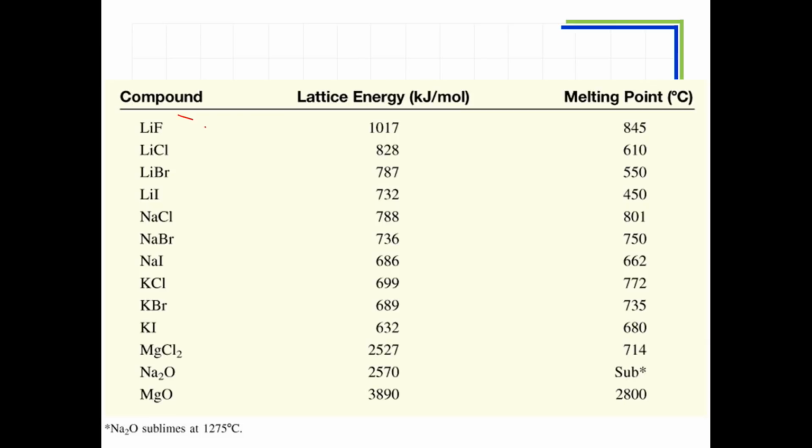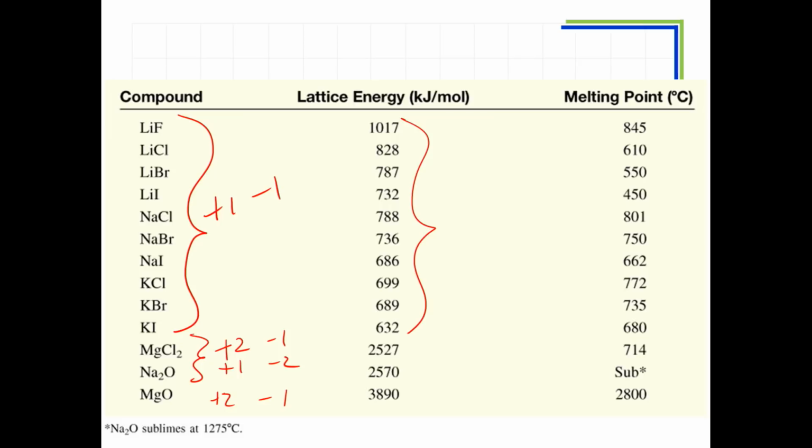All of those guys have a +1, -1 charge. These guys have a +2 with a -1 or a +1 with a -2. Same size magnitude. This is a +2 with a -1. So my small charges have these smaller lattice energies. These little bit bigger charges have a little bit bigger lattice energies. There we go. The biggest charges of all have got the biggest lattice energy of all.